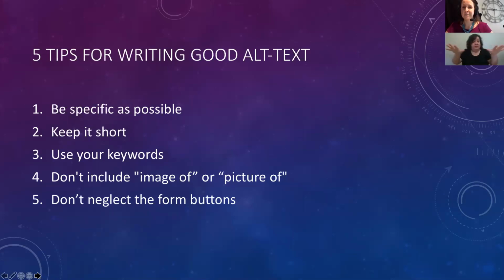The third tip, use your keywords. Alt text provides you with an opportunity to share more about your organization. Again, repeating what I said earlier, Global Advisory Panel was a keyword for my organization, and I put that within the alt text. The fourth tip is don't say image of or picture of. A screen reader already knows that it is an image. Save those words to give more words for other meaning.